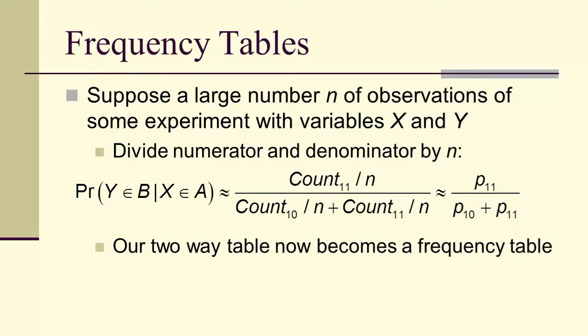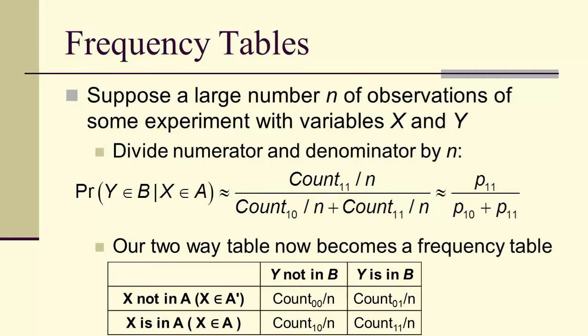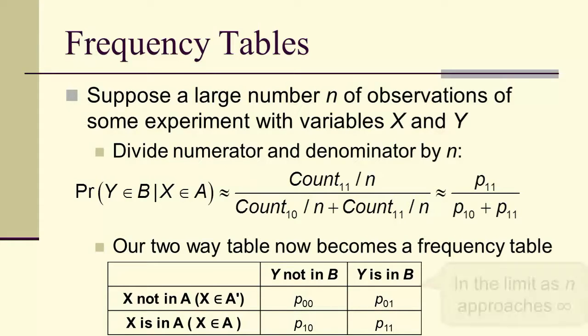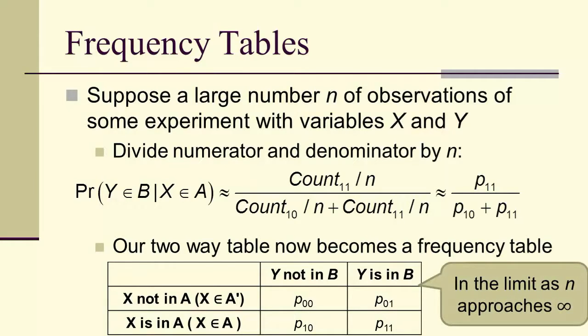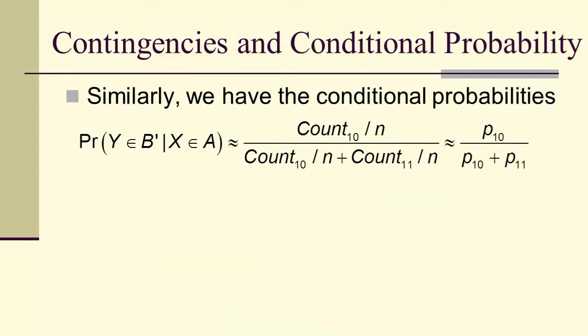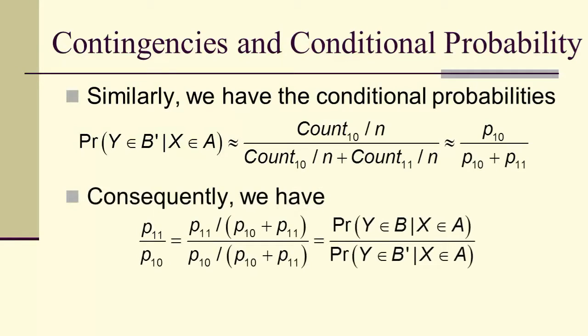And so now our two-way table is what's going to be called a frequency table. So x not in A is counts divided by n, and we're going to replace all that by probabilities. And notice that it's actually probabilities only in the limit as n goes to infinity. So that means we also have the conditional probabilities. The probability of y in B prime given that x is in A is approximately the ratio of these counts, which is the probability of 1, 0 over the probability of 1, 0 plus the probability of 1, 1.